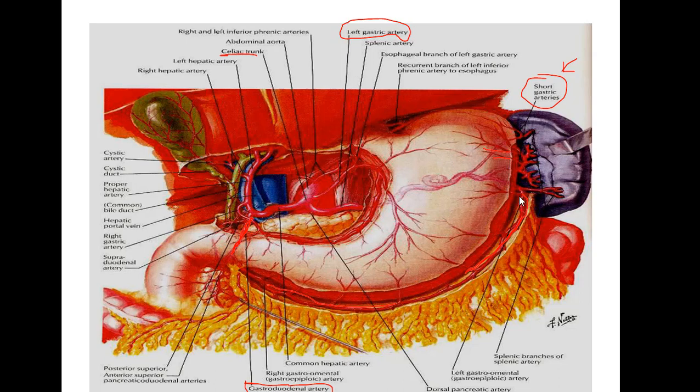For example, if I told you that there is an ulcer on the upper part of the lesser curvature, and I told you that there is bleeding, you should answer me that the bleeding is coming from the left gastric artery. If I told you that it was on the greater curvature, lower part, it would be the right gastroepiploic, and so on. So understanding the blood supply of the stomach is very essential for you.